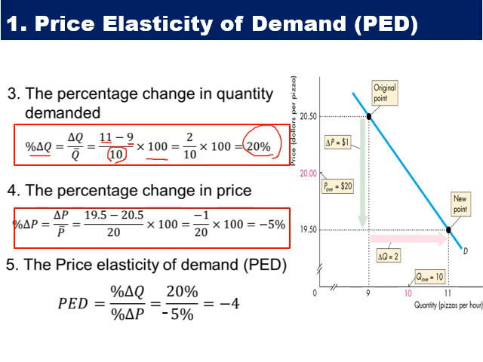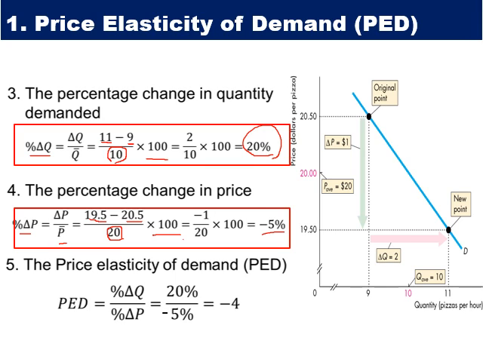The fourth step is to compute the percentage change in price, percentage delta P, which equals delta P, the change in price, divided by the P bar. So here the new price is 19.5 minus the old price, or the initial price, which is 20.5, divided by the average price, which is 20, and all of this is multiplied by 100. So here the percentage change in price equals minus 5%.